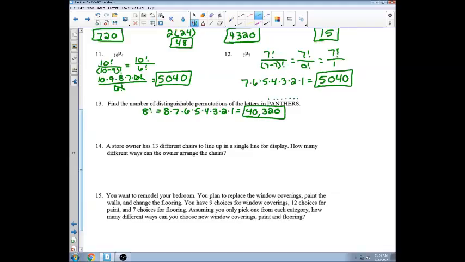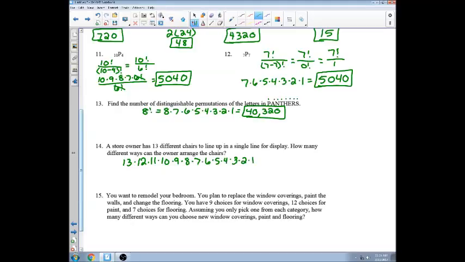Okay. Store owner has 13 different chairs to line up in a single line for display. If you think about this, it's kind of the same idea as the password problem we were talking about before. How many options do I have for each different section to line up the chairs? So if I have 13 different chairs, I line up the most luxurious office chair that's leather first. Well, then I would have 13 options for the first spot. Then I would have 12 for the second spot. Then I would have 11, then 10, then 9, then 8, then 7, then 6, then 5, then 4, then 3, then 2, then 1.